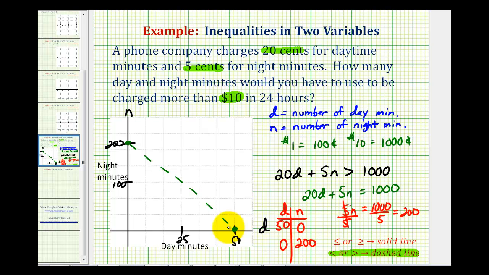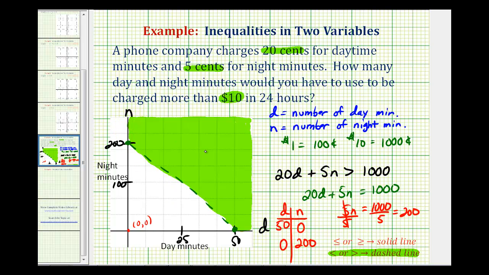And now we need to figure out whether we're going to shade below the line or above the line. And notice how we're only considering the first quadrant because we know that the number of minutes can never be negative. Now that we have the graph of our borderline, we have to figure out whether we should shade above or below the line. So if we select this point here as our test point with coordinates 0, 0, it's going to be very easy to see that when D is 0 and N is 0, 0 is not greater than 1,000, and therefore this point does not satisfy the inequality, so we have to shade the other side of the line, or this side here.